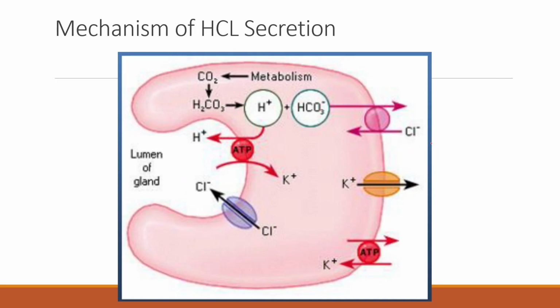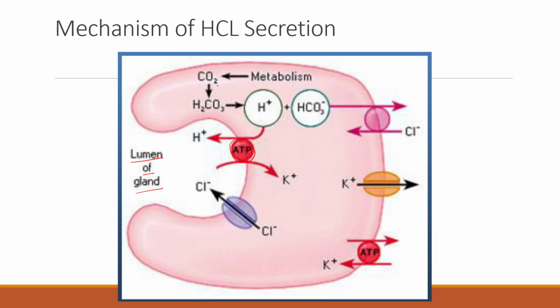Now let's see the mechanism of HCl secretion, how the stomach parietal cells secrete HCl. This is very basic. This is the lumen of the stomach, and toward the lumen we have the hydrogen-potassium pump, which uses ATP. This is an active transport type of pump.